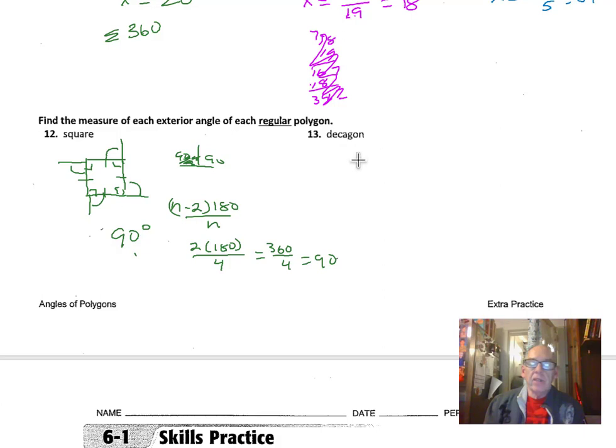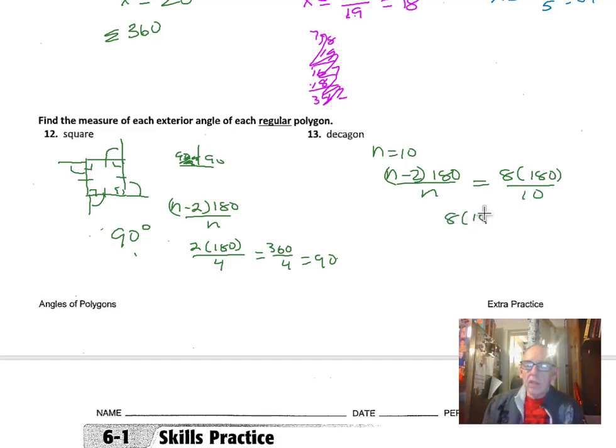Now if we have a decagon, we got 10 sides. Be easier to just use the formula on this one. N is 10. We have n minus 2 times 180 divided by n. N take away 2 is 8 times 180 divided by 10, which gives us 8 times 18. If I take the 10 out of that, that's going to be 80, and another 64 gives us 144. So each exterior angle in a decagon is going to be 144 degrees.